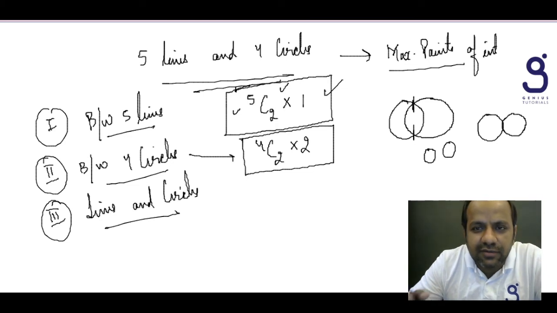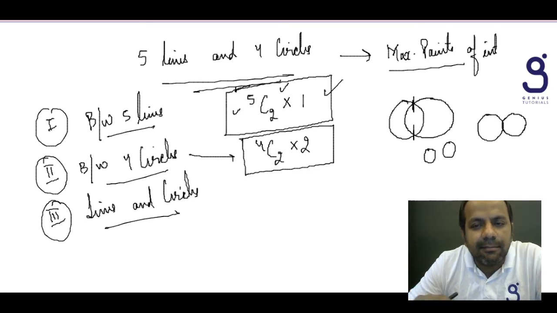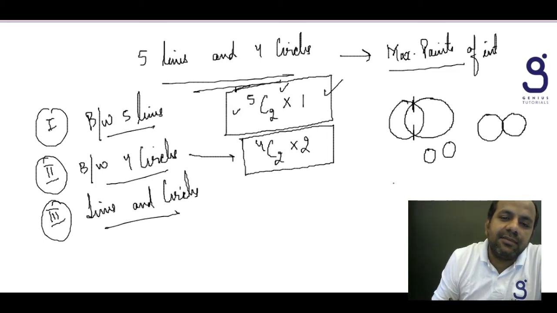But in this question we need to find the maximum point of intersection. We are not going to take these two cases. We will take that case in which the points are intersecting. And we know that if I select any two circles from these four circles, the maximum point of intersection between two circles will be 2. So that's why we have multiplied by 2 here in this case.